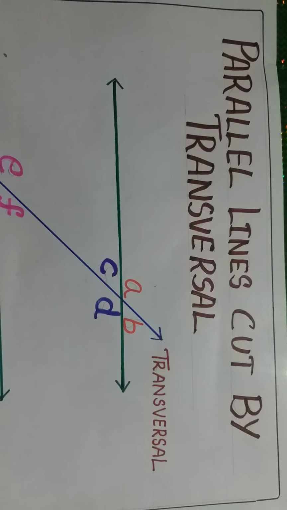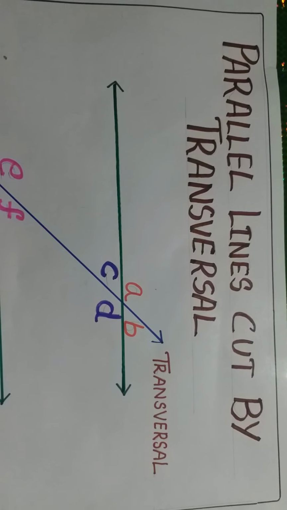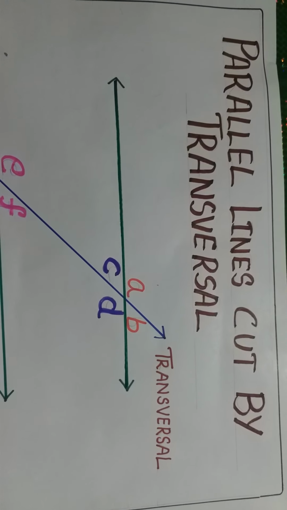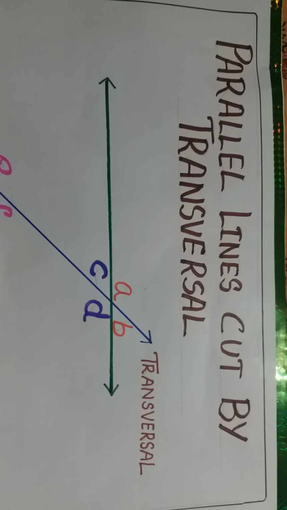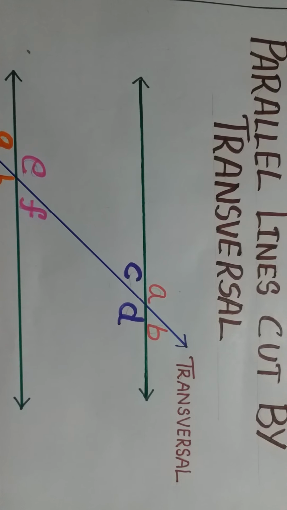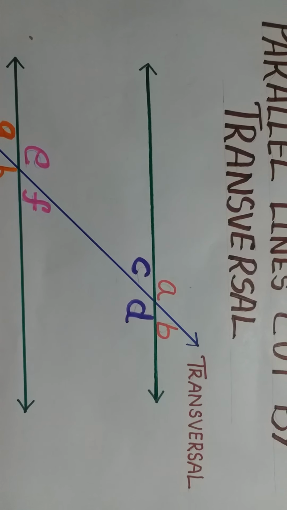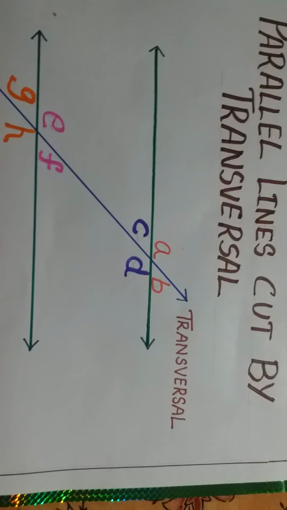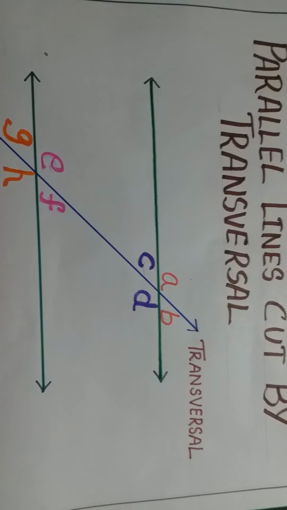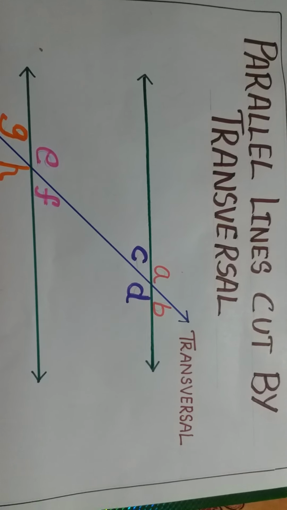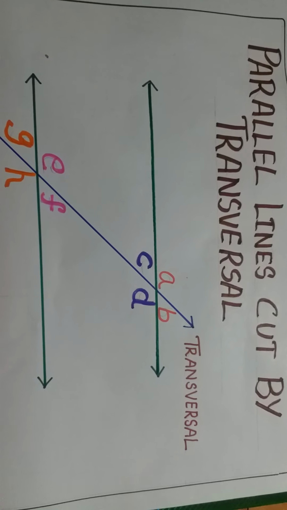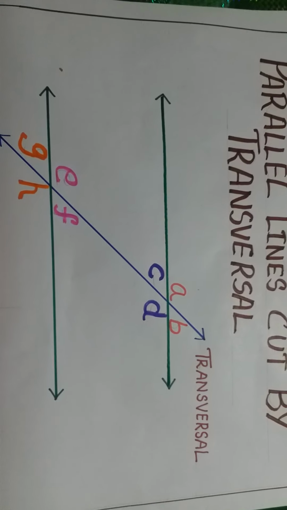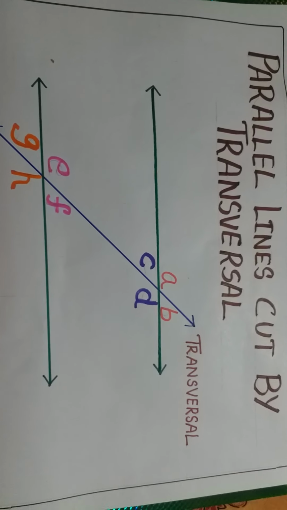Parallel lines cut by a transversal. Today I'll explain what parallel lines are and what transversal lines are. Parallel lines are two lines which lie on the same plane and never meet at any point. When you extend them in either direction, they never meet. Those two lines are called parallel lines. When two parallel lines are cut by another line, that line is called a transversal line.